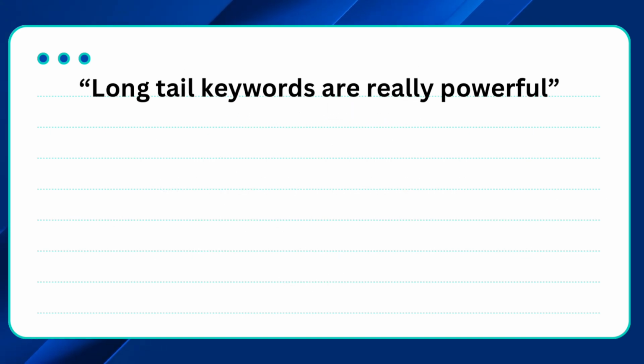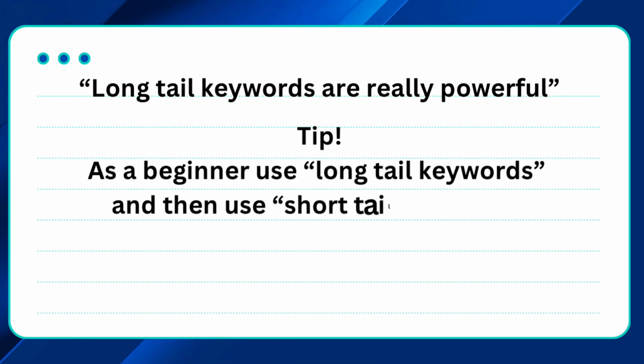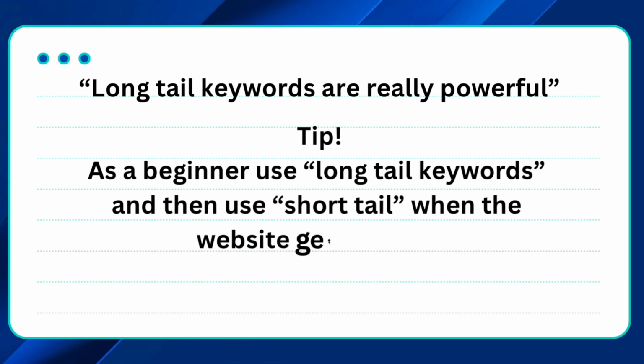For beginners in SEO, long-tail keywords are extremely powerful. They are easier to rank for, and they allow your website to start getting traffic faster. As your website grows and gains authority, you can then start targeting short-tail keywords as well. So the best SEO strategy is usually a combination of both.